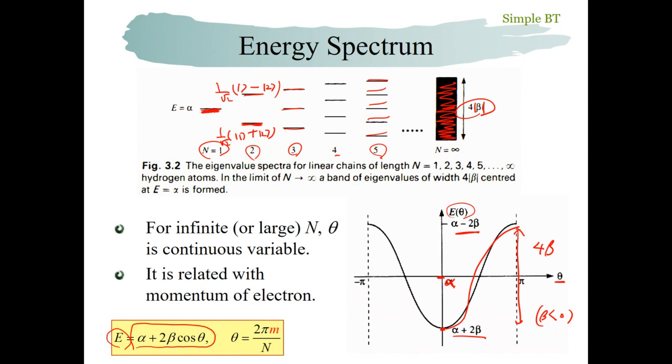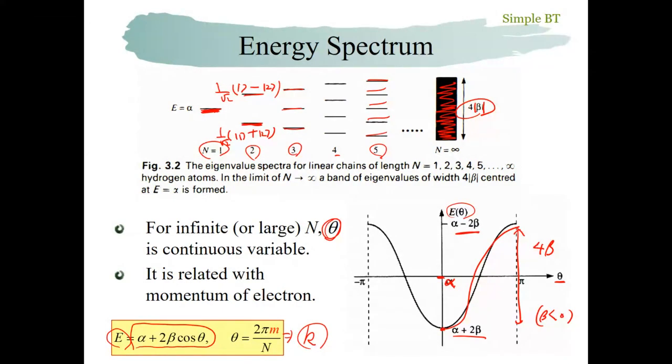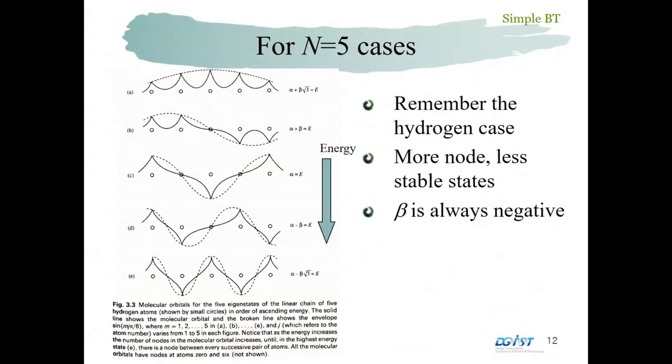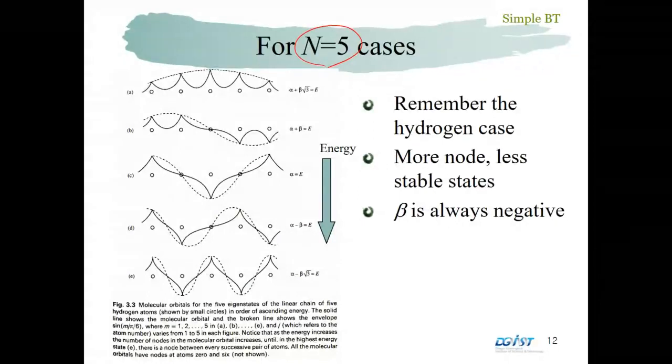And actually, this theta value, we will change this variable to k, which is the momentum of the electron. Okay, so let's think about some simple examples of the N equals 5 case.